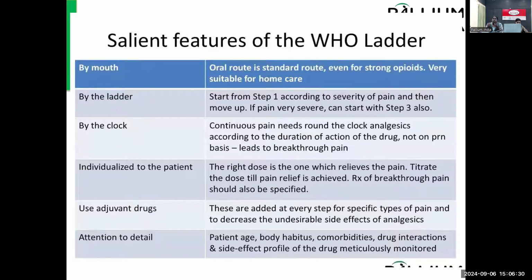What is by the mouth? The most preferred or standard route is the oral route, even for strong opioids. What are the names of strong opioids? Does anybody know what the strong opioids are? You can text. Any examples of strong opioids?